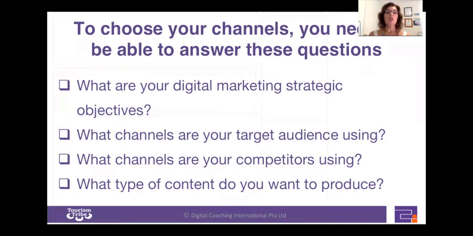So first question is, what are your digital marketing strategic objectives? So what are you actually trying to achieve online that is going to help to grow your business? And I'll explain that in a sec. What channels are your target audience using? What channels are your competitors using?